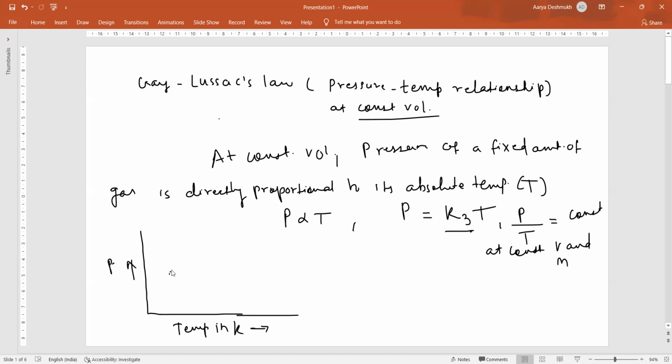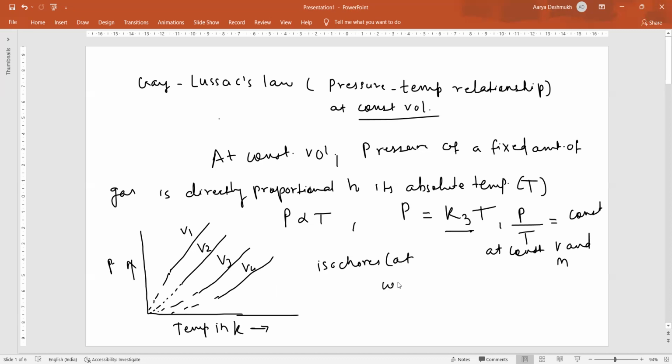graph at different volumes, V1, V2, V3, and V4. And if you extrapolate this graph, it will reach to this 0 at origin, like this. And these are called the isochores. Isochores means at constant volume.